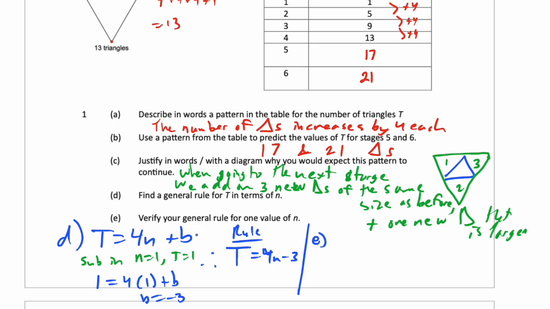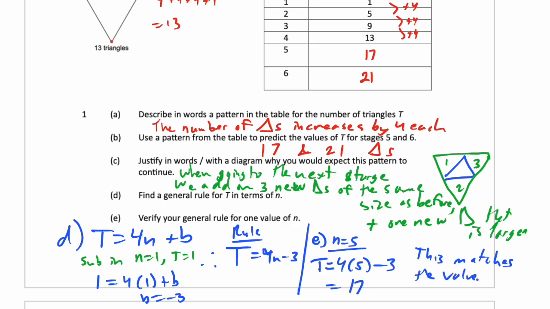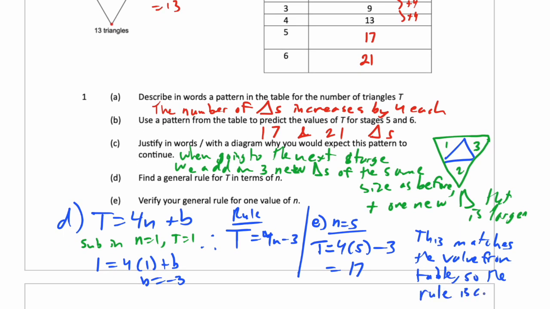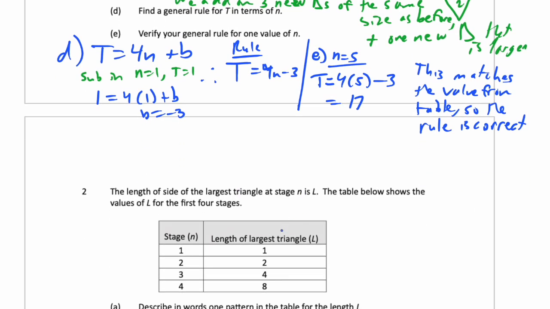E is verify. Verify means we're going to do n equals 5 or n equals 6. So let's do n equals 5. Then by the rule we have t equals 4 times 5 minus 3, which equals 17. And this matches the value from the table. So the rule is correct. Okay, so that first part is linear. Let's go on to number 2.